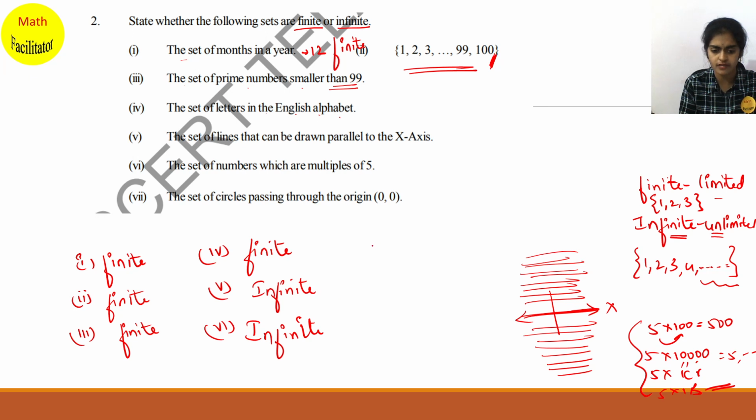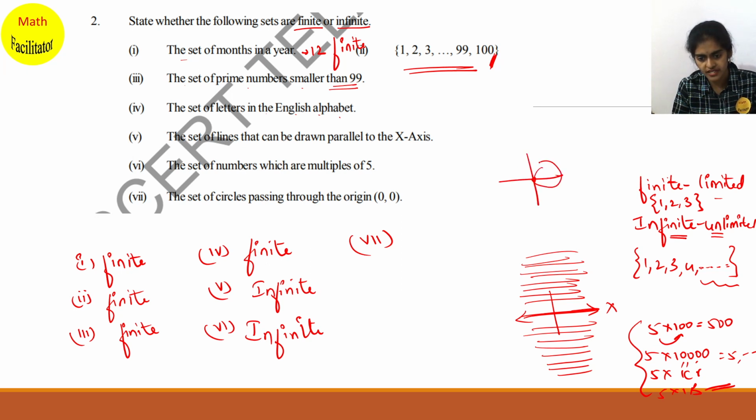This is a basic concept which you have already learned in your lower classes. I'm just giving you a gist of it. The last bit, the set of circles passing through the origin. Suppose this is the origin. The set of circles passing through the origin can be unlimited again. You can have an unlimited number of circles passing through the origin with different radii. The radii can be different and they are all passing through the origin. So this is also an infinite set.